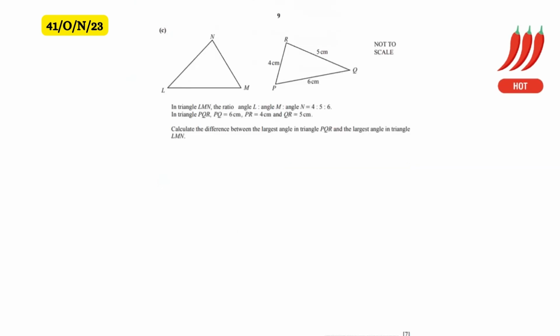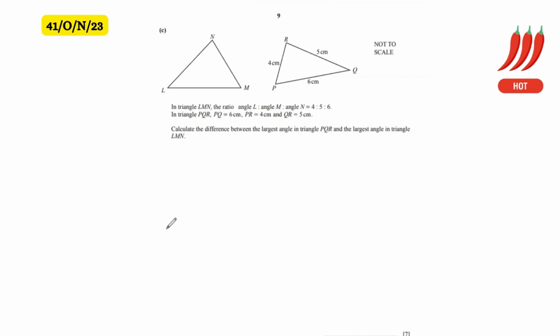Then part C says in triangle LMN, the ratio of angle L is to angle M is to angle N is 4 is to 5 is to 6. In triangle PQR, PQ is 6 centimeters, PR is 4 centimeters, and QR is 5 centimeters. Calculate the difference between the largest angle in triangle PQR and the largest angle in triangle LMN. So we can first find the measurement for the angles in LMN.